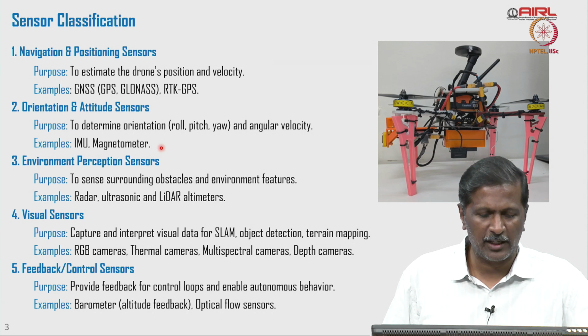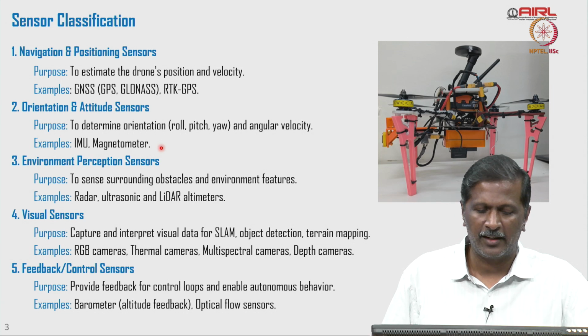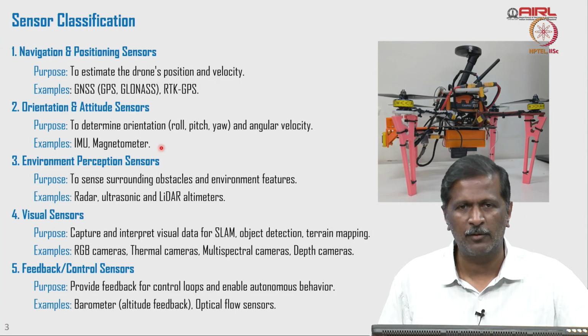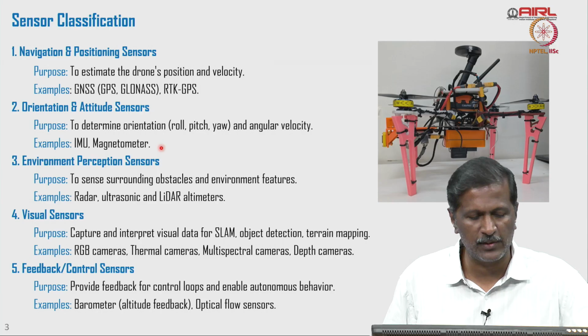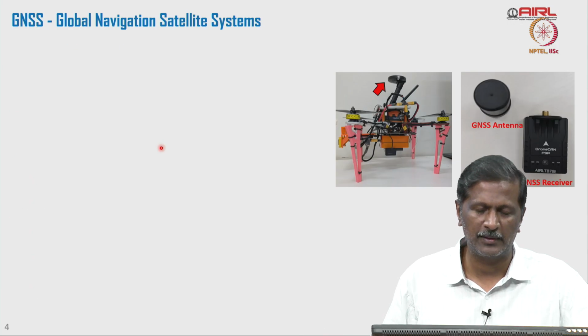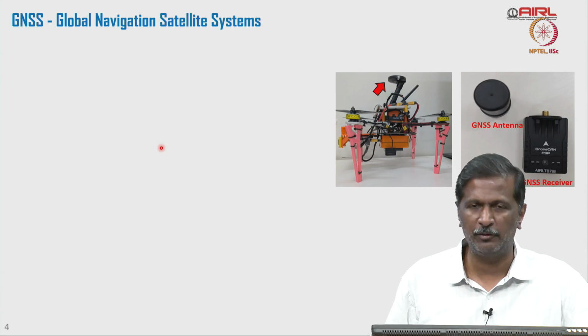There are sensors which are required for feedback or control purposes, right. We will look into that also in this particular course. For example, I will sometimes use optical flow sensors, I will also use a barometer specifically for control purposes, right. I will also use closed loop actuators. I want to know whether the actuators are providing the control output that I am demanding.